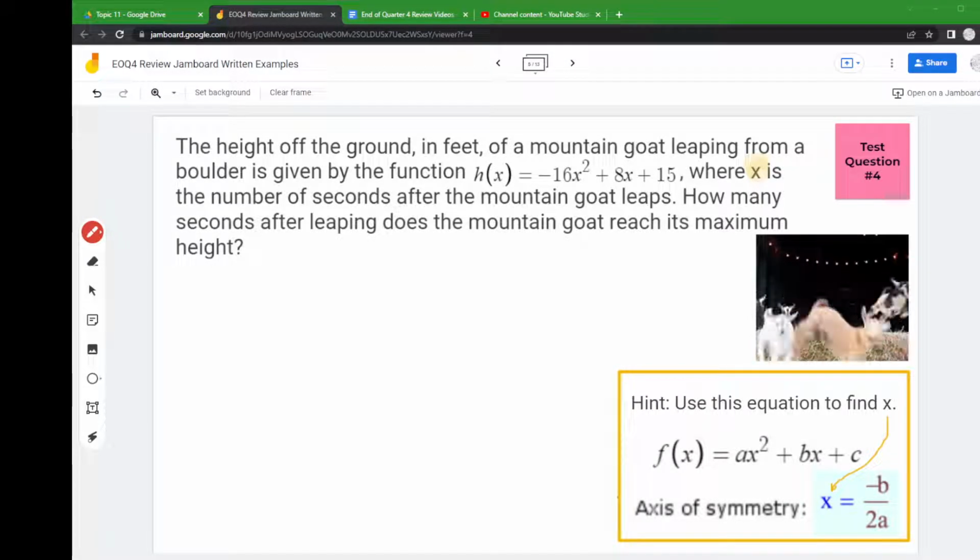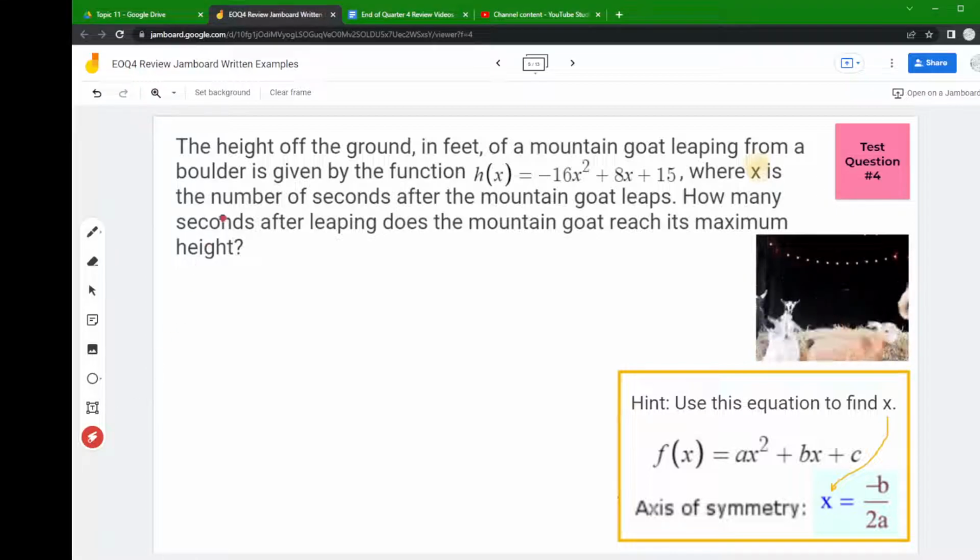Test question 4 is your first short answer test question. All right, and so it is a word problem, not super wild though. Like these goats. Look at how wild these goats are.